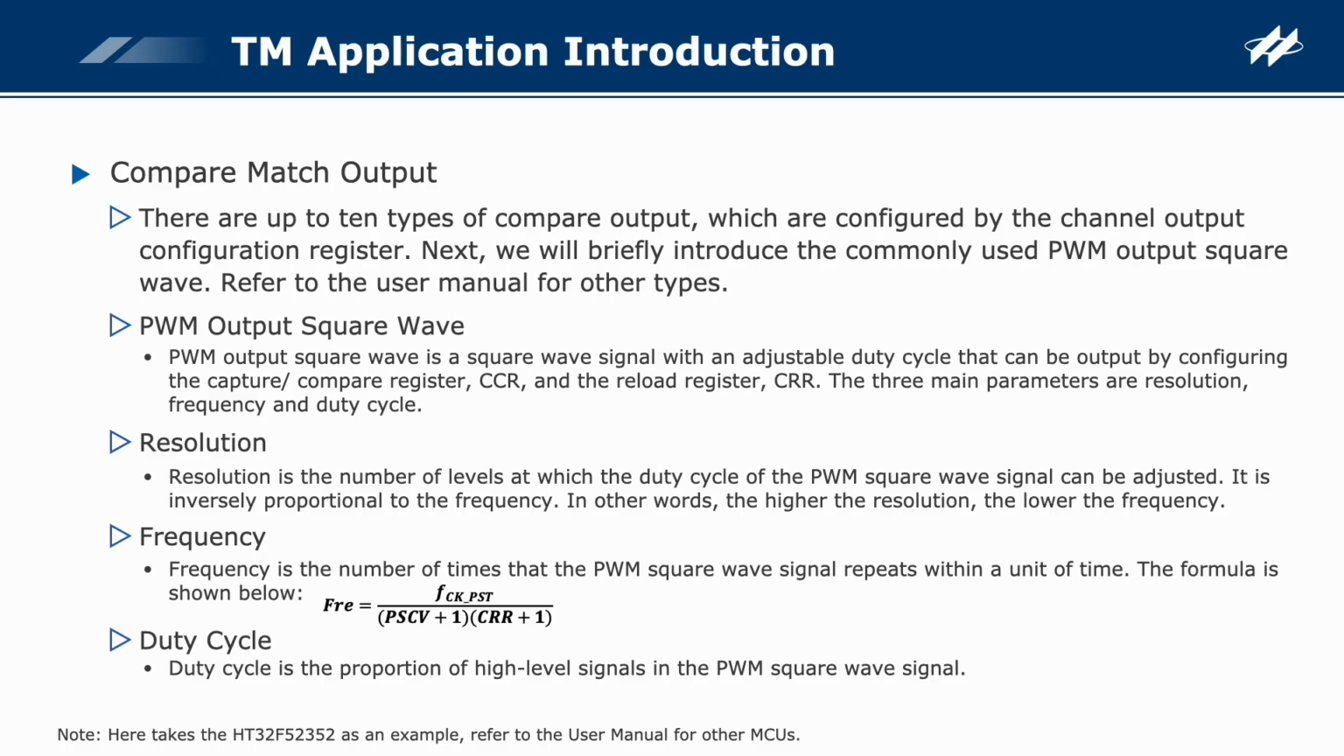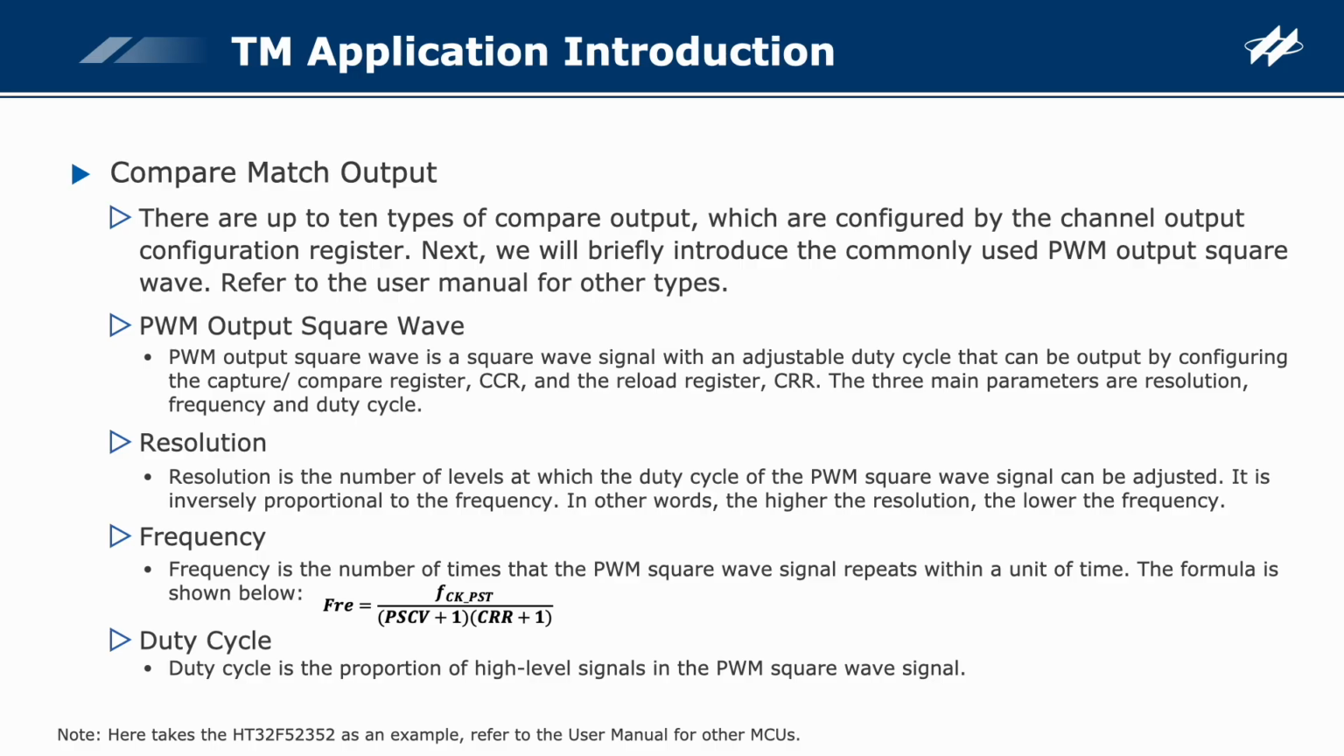PWM output square wave is a square wave signal with an adjustable duty cycle that can be output by configuring the capture or compare register CCR and the reload register CRR. The three main parameters are resolution, frequency, and duty cycle. Resolution is the number of levels at which the duty cycle of the PWM square wave signal can be adjusted.